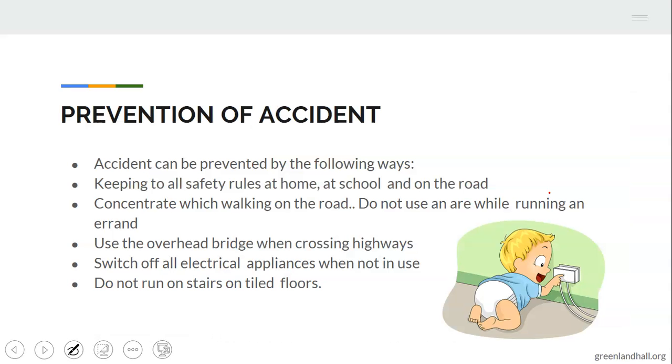So how do we prevent an accident? You can see the picture of the young boy there, trying to play with the electrical appliance there.